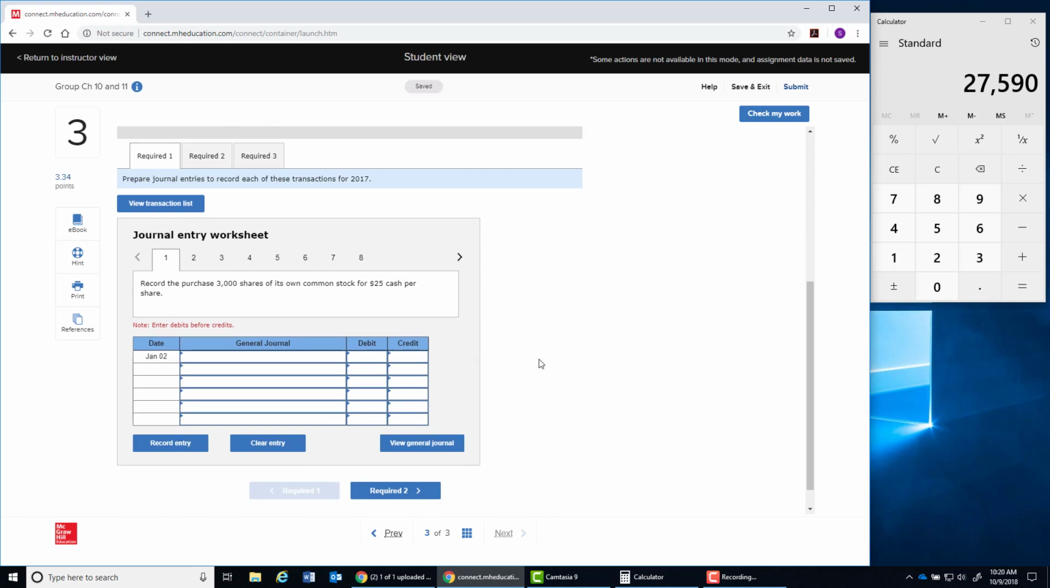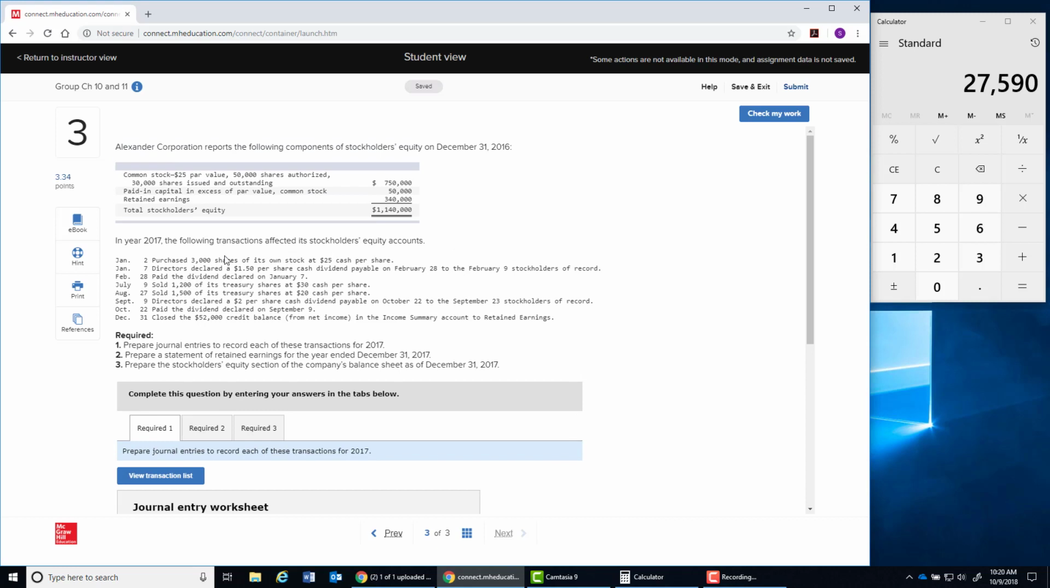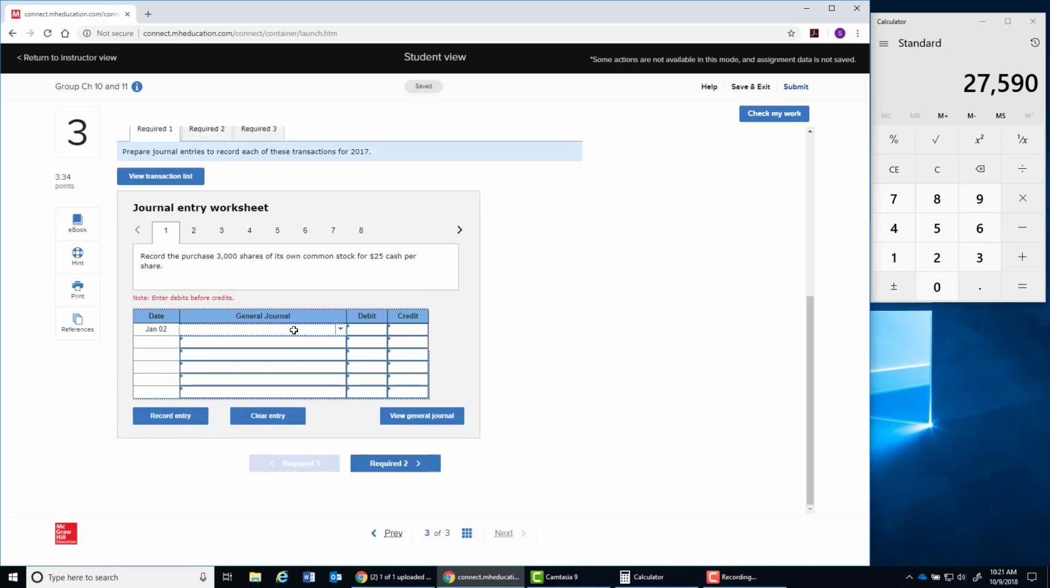So the first thing they want us to deal with is purchasing 3,000 shares of our own common stock off the open market at $25 cash per share. Do you remember what that's called? It's kind of that weird thing, right? Here's what we're dealing with. We've purchased our own stock off of the open market, and we call that treasury stock. So we're going to debit our treasury stock common, and if we do the math there, it was 3,000 at 25. So that's a $75,000 stock purchase, and that comes out of cash.